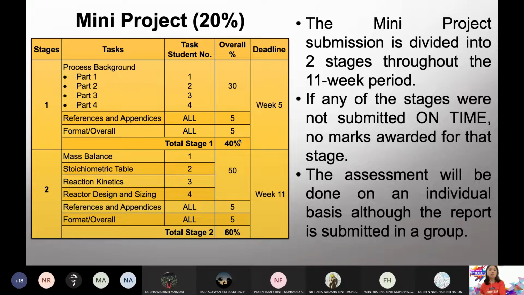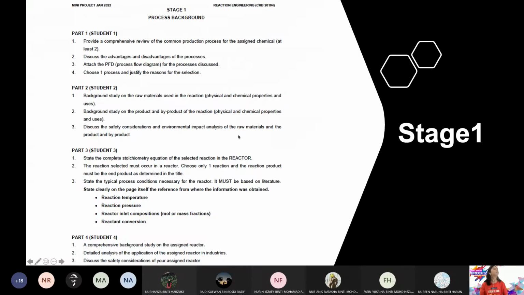So if your friends don't do their part, you don't have to worry, you will not be penalized for it. But the deadlines are: stage 1 in week 5, stage 2 in week 11. Okay. So if you go to your VLE now, you can see the mini project assessment guideline is already on the VLE.